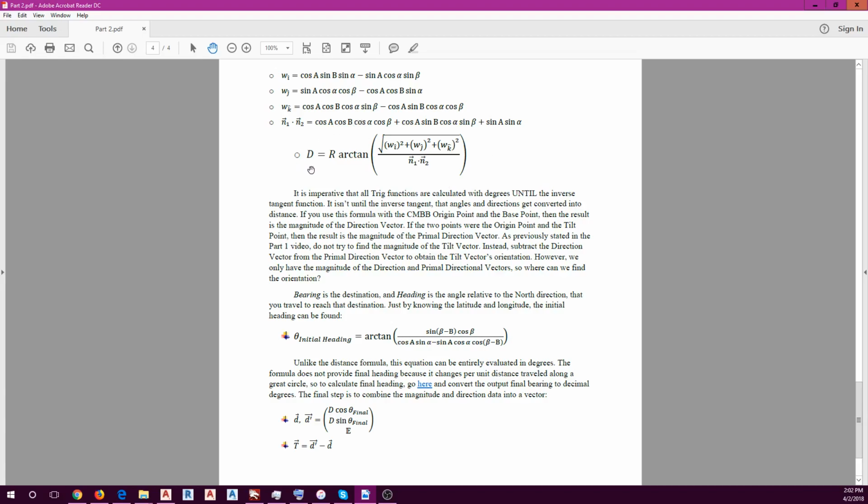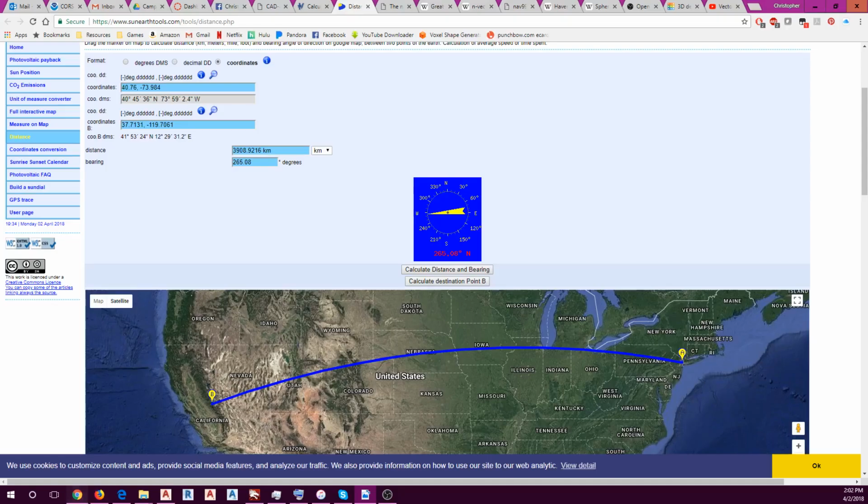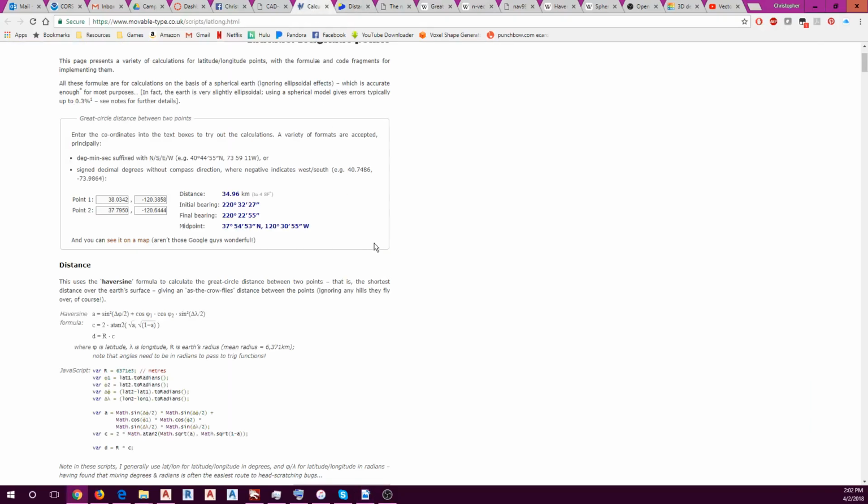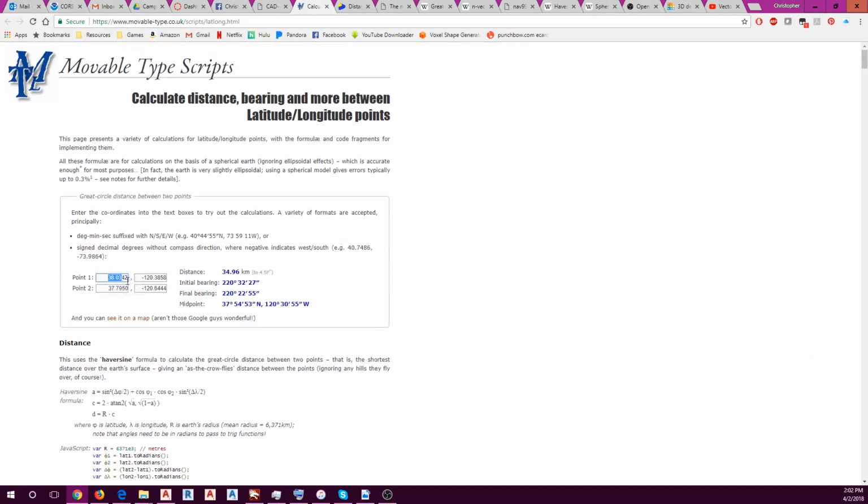And then you're going to give me the direction of that vector in your final heading. And this website right here is this one right here. Make point 1 your origin point, and make point 2 your base point, and it will give you the initial bearing and the final bearing. This is a great way to check your work for initial bearing, and this right here is the angle that I want for the orientation of the vectors that you're going to give to me.